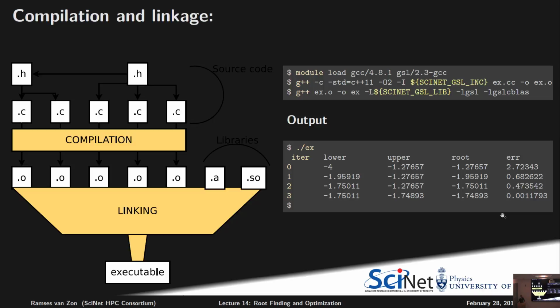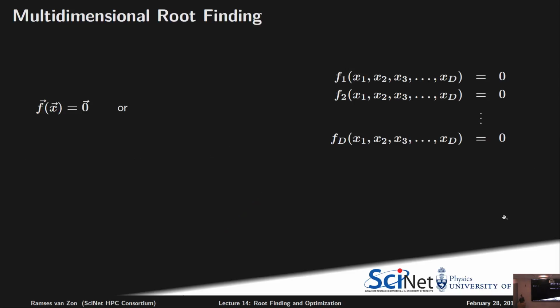Okay? So I didn't have to program anything in. I could use a fancier method like Brent, which I didn't explain to you, but it has some nicer properties, and just use it. So that's one-dimensional.